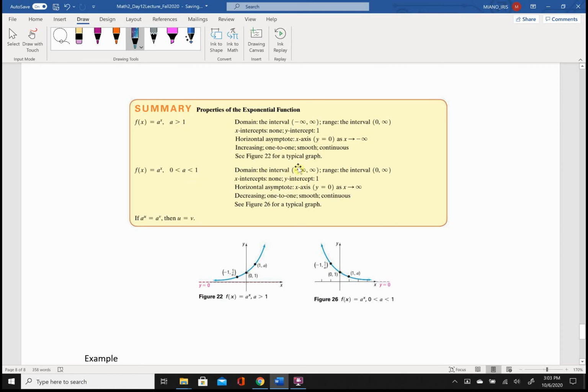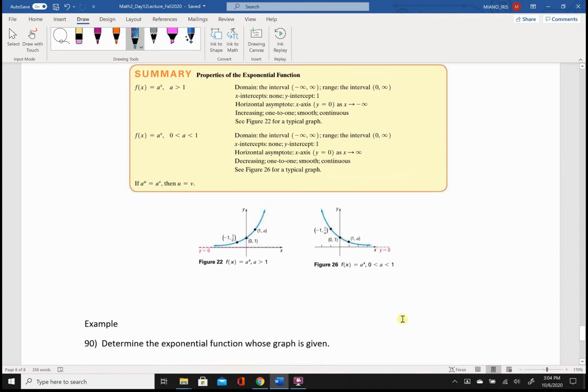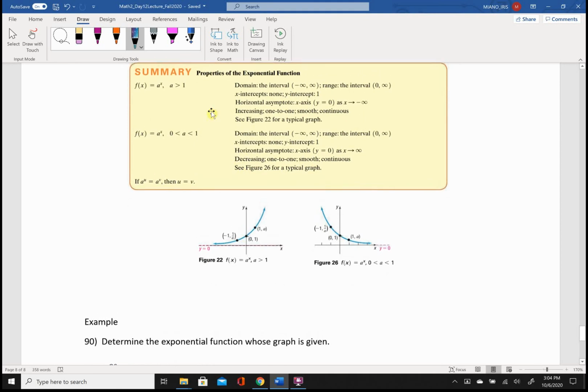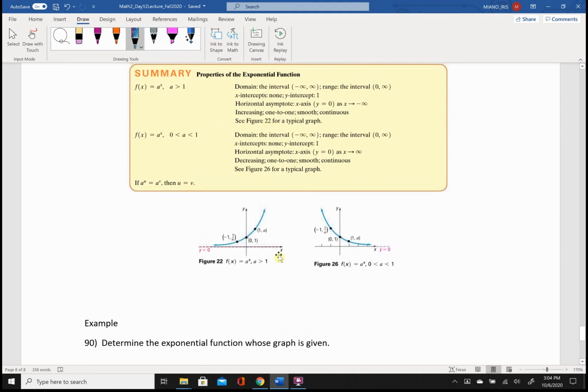And what else could we say? We are using the horizontal asymptote to either approach 0 or go off to infinity, right? With y equals 0 as the horizontal asymptote, we're either growing off into incredibly large numbers if our a value is greater than 1, or if our a value is between 0 and 1, then we are approaching 0, the horizontal asymptote. So as you can see in our summaries, we reference figures 22 and 26 again. We saw them earlier, so I just thought I'd put them here again for our reference.